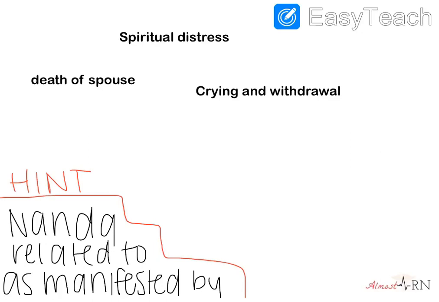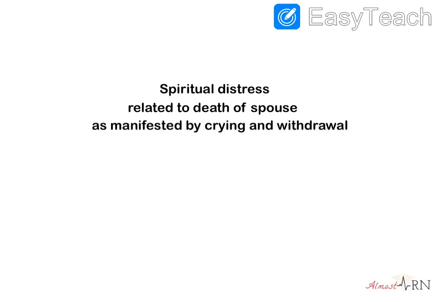the answer. So the answer is spiritual distress related to death of spouse as manifested by crying and withdrawal. So this first part is our NANDA. The second part is our cause or our related to. And our evidence is as manifested by crying and withdrawal. So if you got it, good job. If not, you have one more chance after this one.